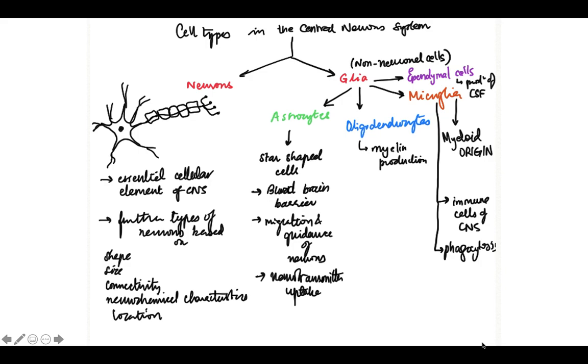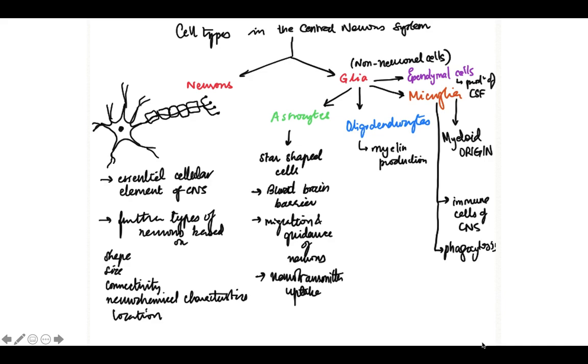So today in this video we'll talk about the cell types in the central nervous system. The central nervous system consists of the brain, brainstem and the spinal cord. And in the central nervous system there are two major categories of cells. One is neuronal, the other one is non-neuronal cells.